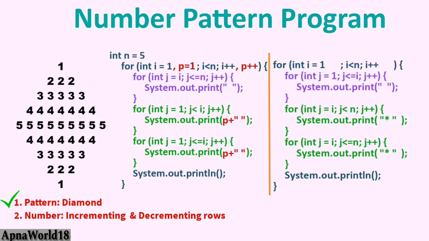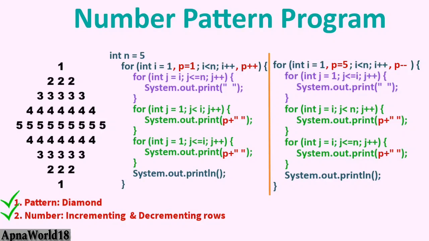So in the below pattern we will set p is equal to 5 and decrement it every time. Inside the loop we will replace star with print p everywhere. This is our code for increasing and decreasing row number pattern.